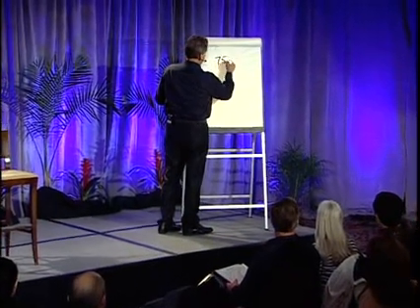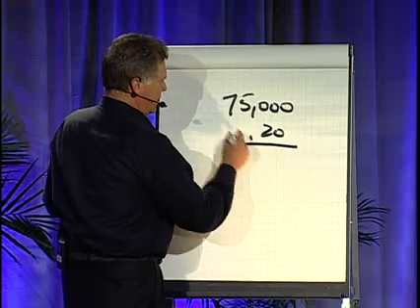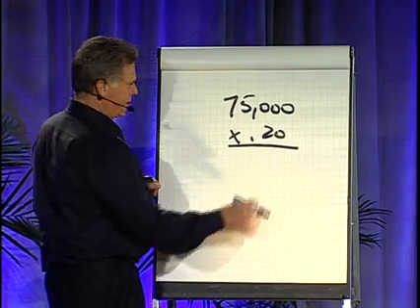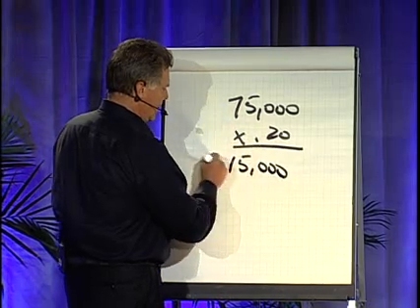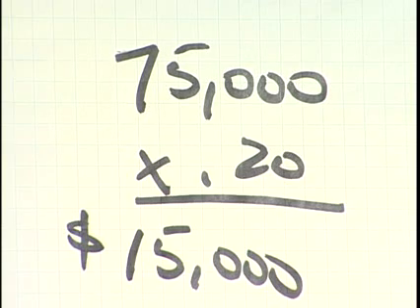I got 75,000 quarts, and I paid 20 cents a quart. So if I multiply 20 cents times 75,000, I get all done with the math, and I've got $15,000 of inventory that I've bought. Is that right? Yeah, that's what I think. I think I bought $15,000 worth of inventory.